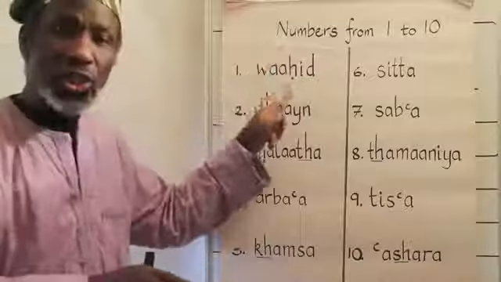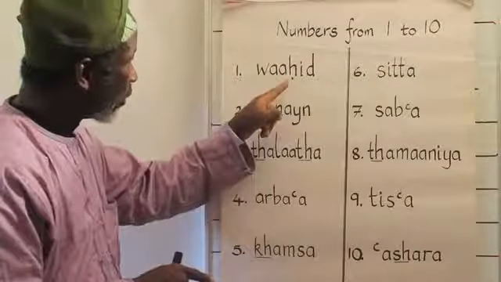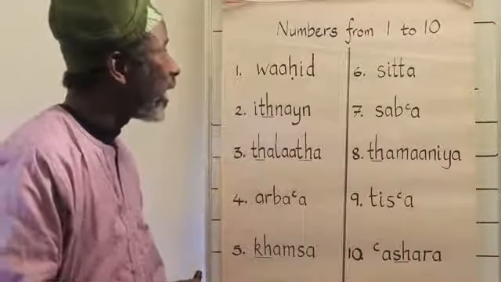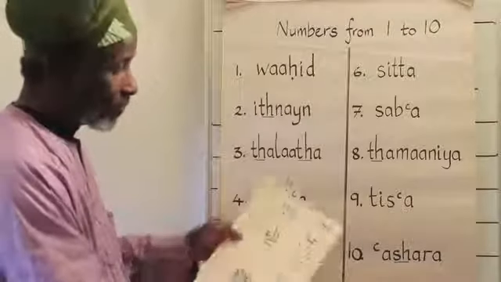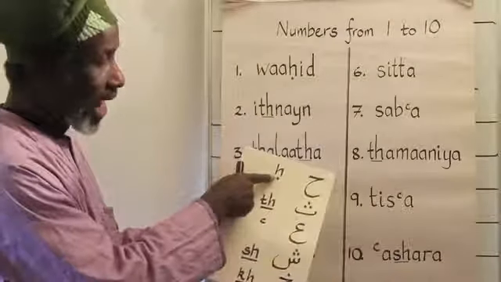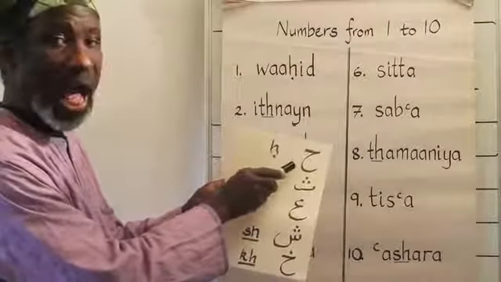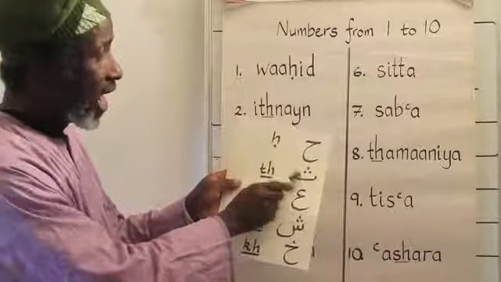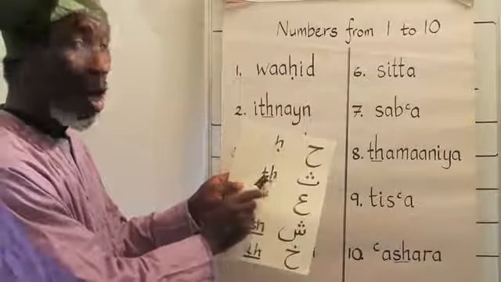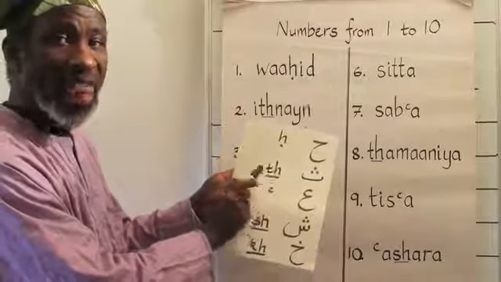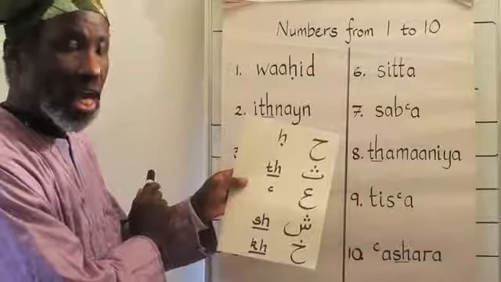When you see an H with a dot below, it means the ha. Look at this ha, that's an H representing the ha. Tha, that's a TH and is underlined. That's a tha.